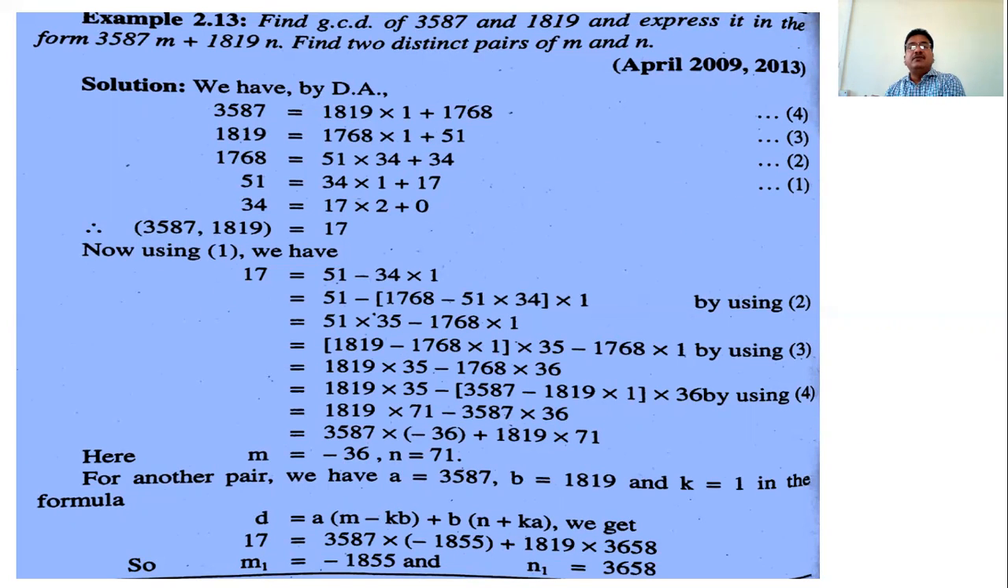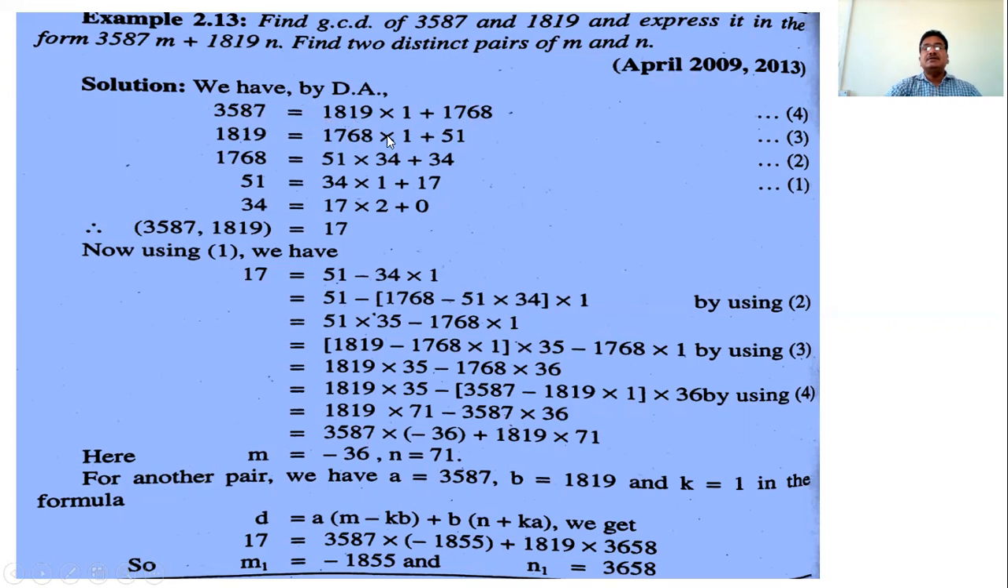First divide the larger number, 3587, by the smaller number, 1819. Then the quotient is 1 and the remainder is 1768. We use a calculator to find these numbers: divide 3587 by 1819, and we get 1 point something, so 1 is the quotient. Then 3587 minus 1819 times 1 is the remainder, 1768.